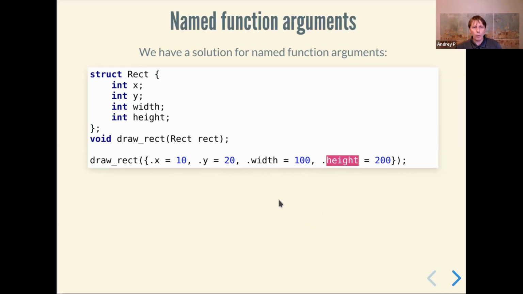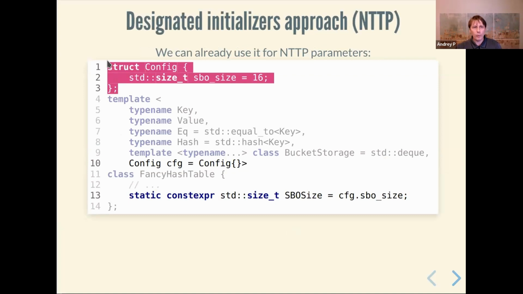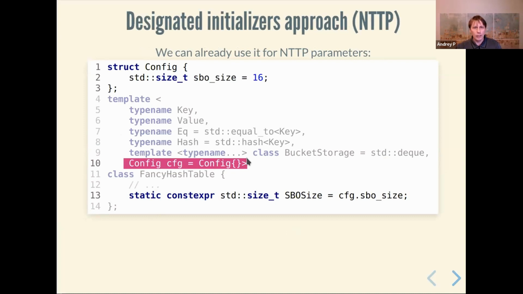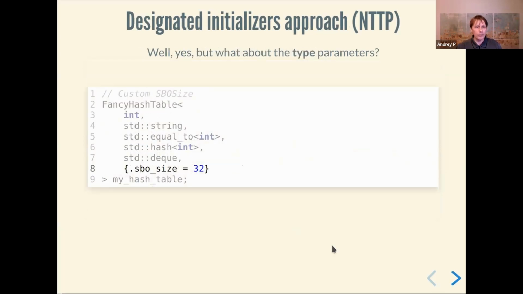And so I've been wondering if we could use something similar for templates. And for non-template parameters, we absolutely can. So here I've wrapped the SBO size, and then I'm passing that as a part of the config. And then you just access the members in your normal fashion in here. So for this parameter, this is only one because we had only one non-type parameter. It looks like this, right?